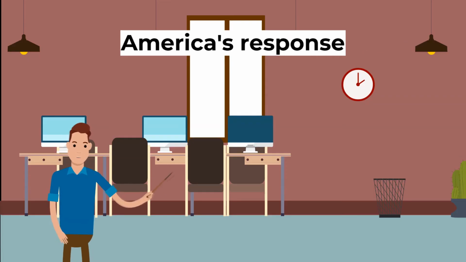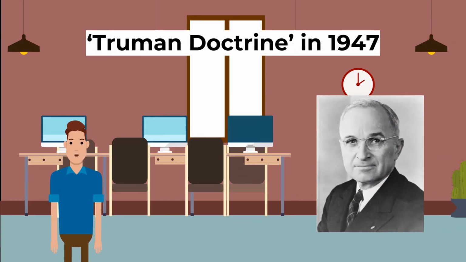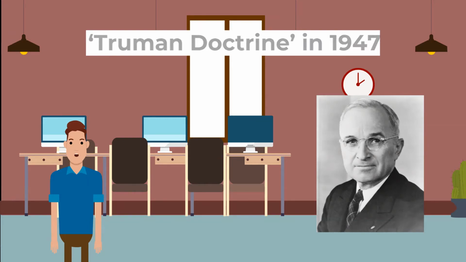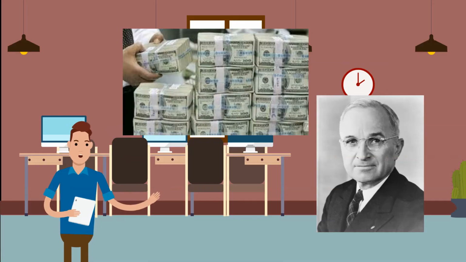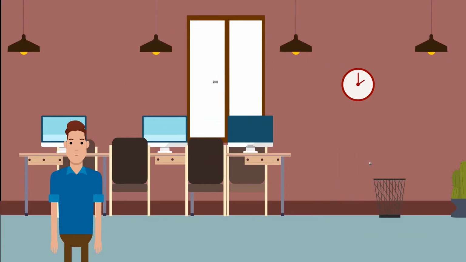So what was America's response? In a bid to prevent communism spreading further, Harry Truman announced the Truman Doctrine in 1947. This was a speech to Congress asking for $400 million to help Greece and Turkey recover from the effects of the Nazi occupation and avoid the communist threat. This also committed America to a policy of containment to help any country threatened by communism.